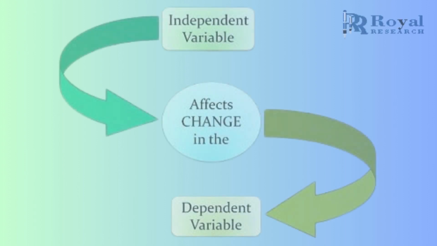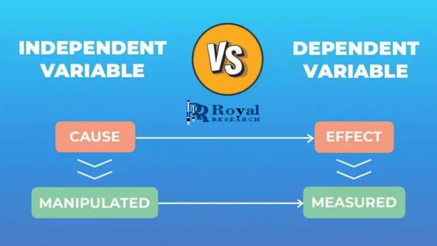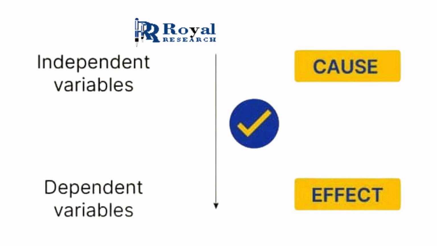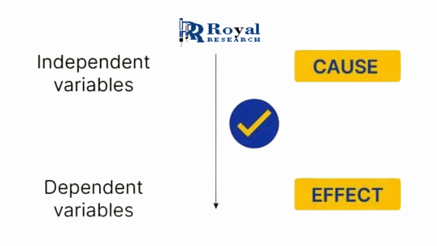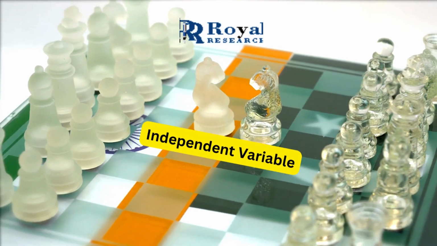In statistics, independent and dependent variables are terms used to describe the relationship between two or more variables in a study or experiment. Independent variable: this is the variable that is manipulated or controlled by the researcher. It is the variable that is believed to cause changes in the dependent variable.